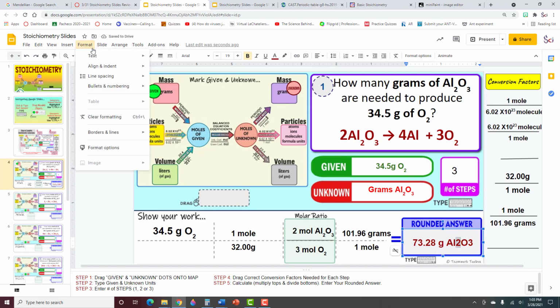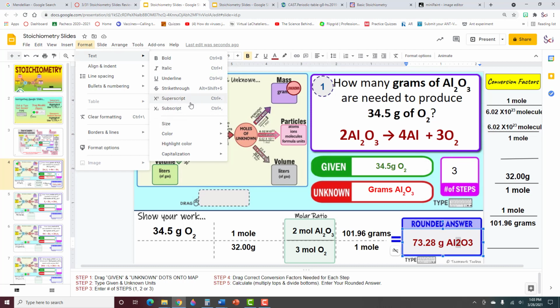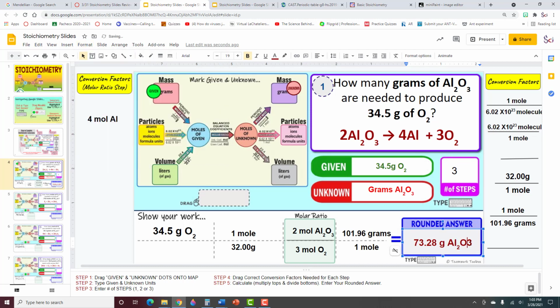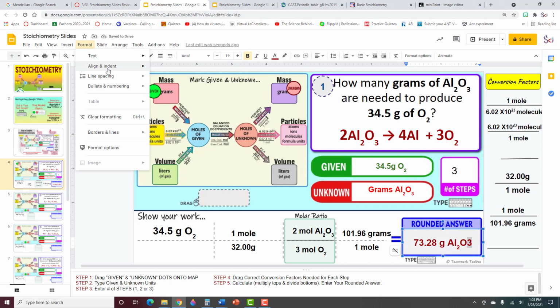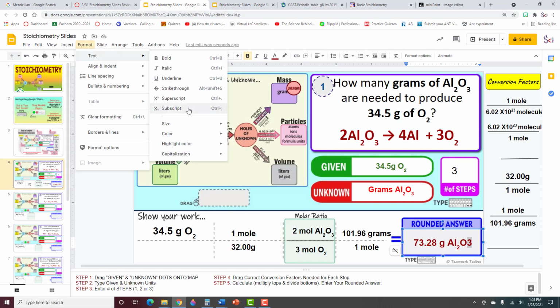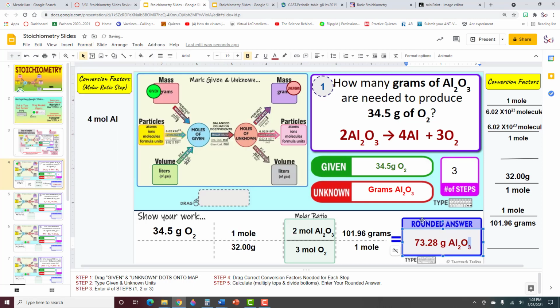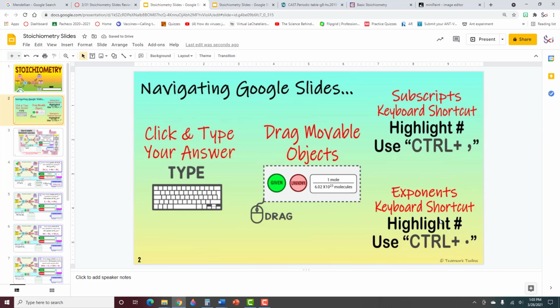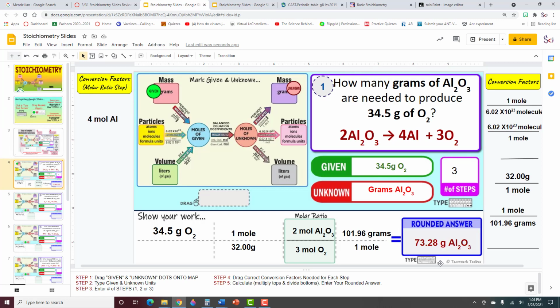If you don't want to subscript them, I'm not going to take off points for that, that's not that big of a deal. It does take a little bit of extra time if you want to. You go to Format, Text, and then click the subscript. There's also a shortcut to get to subscript. You highlight the number and then you use Control plus comma, but sometimes it doesn't work for me. So anyway, that is what you do for this assignment.